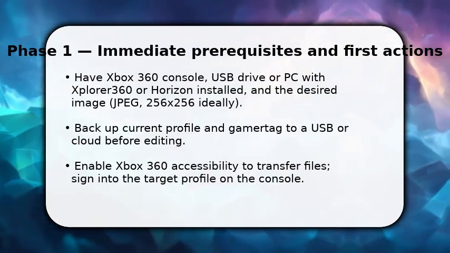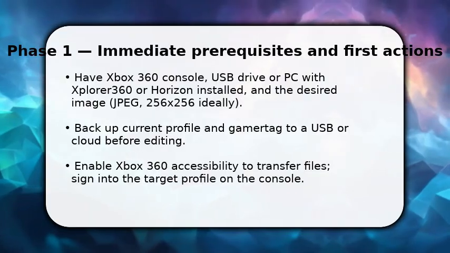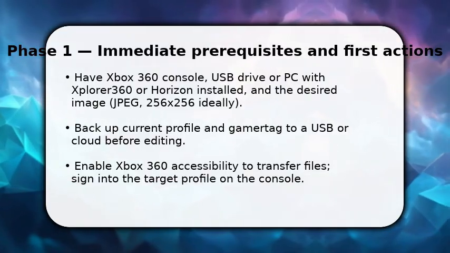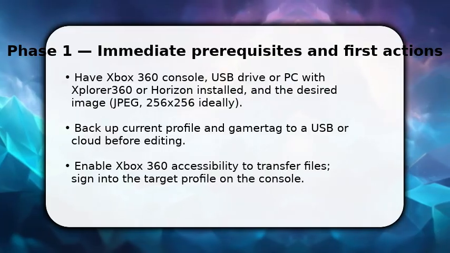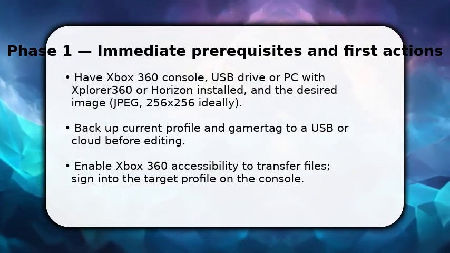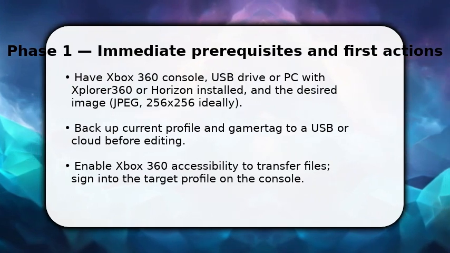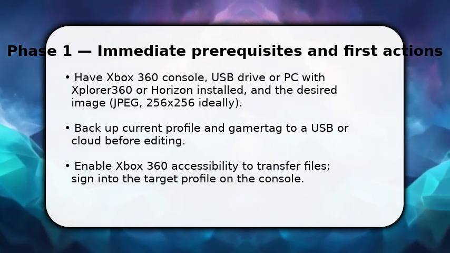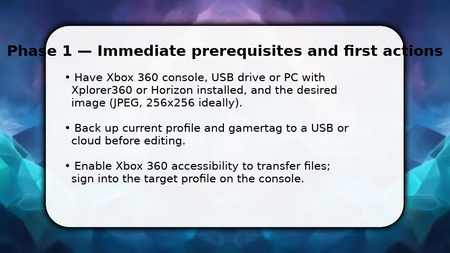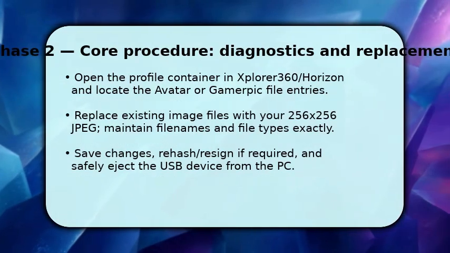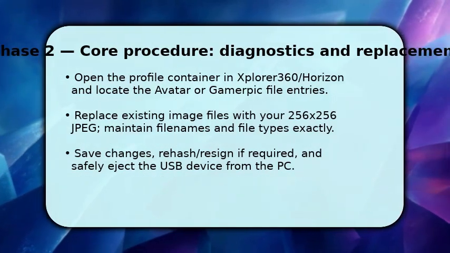Next, move the USB to your PC and open Explorer 360 or Horizon. These let you access the profile container. Make sure the image is cropped and saved as a 256 by 256 JPEG, so the console accepts it. Now you edit the profile container directly so the Xbox will display your picture.